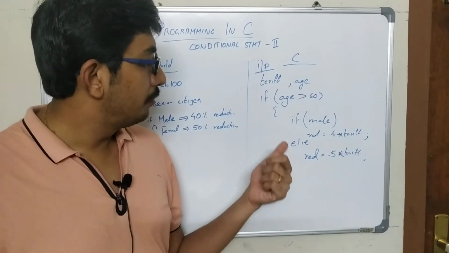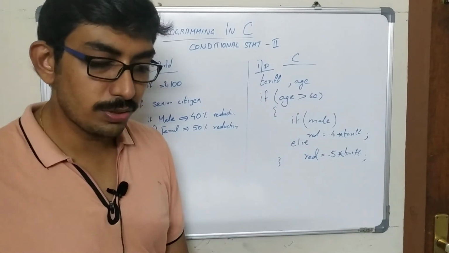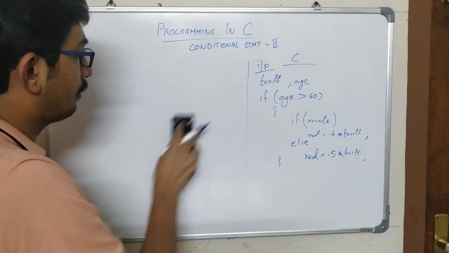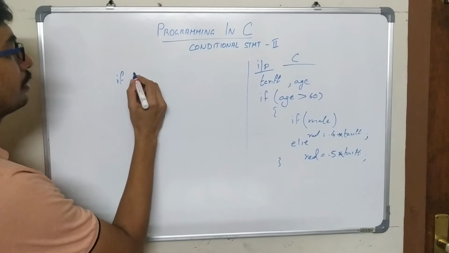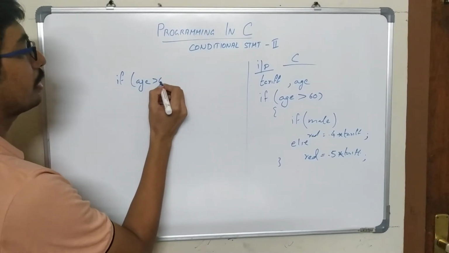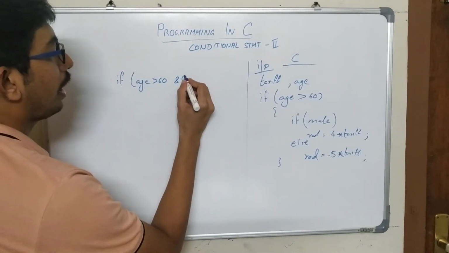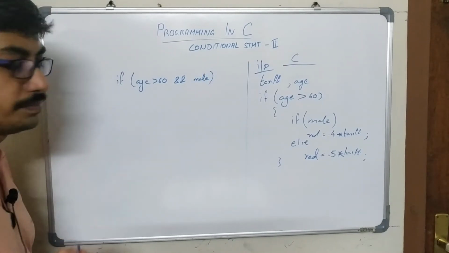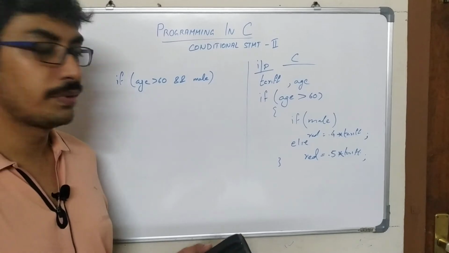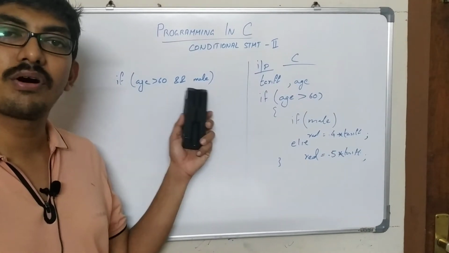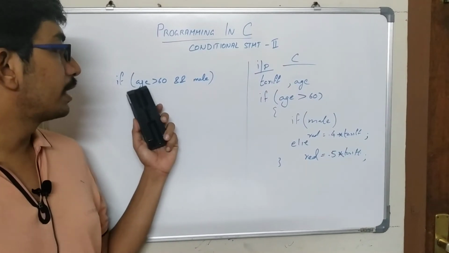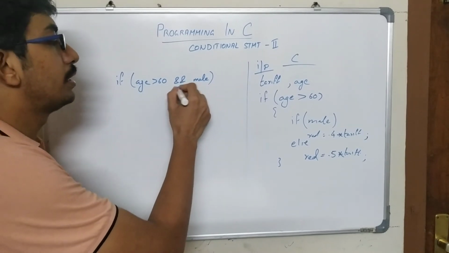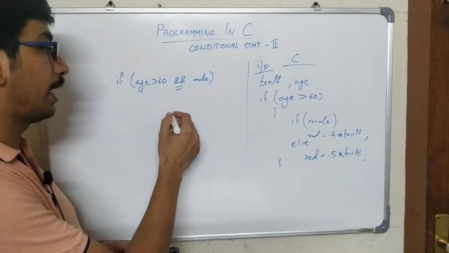Okay, we can actually do it in another way also. Instead of this way, you can write if age greater than 60 and male. Okay, this kind of statement is called as a compound if statement, where we are connecting more than one conditions, and usually the connector will be a logical operator and or.